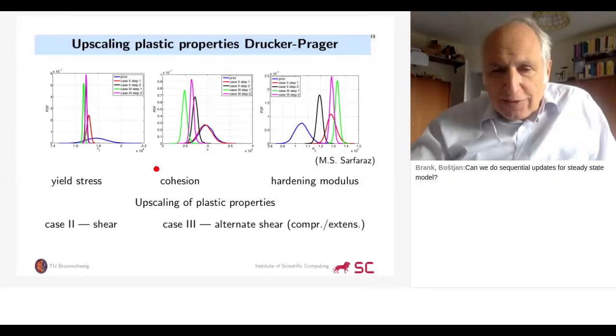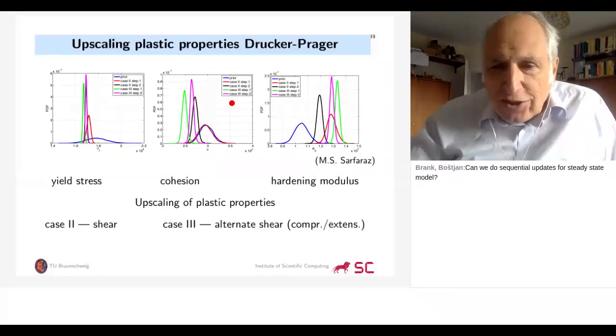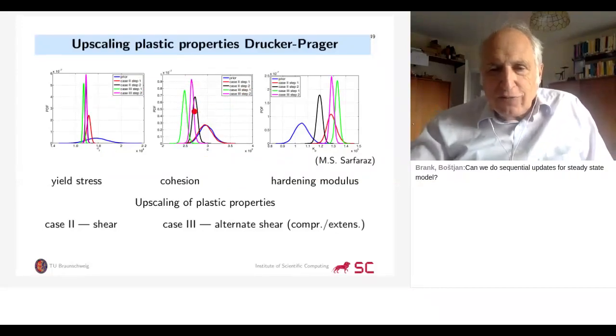Now, this is an update of the plastic properties, the yield stress and things like that. So this is a Drucker-Prager model. So the cohesion, the hardening modulus, whatever, all these get identified. Okay, and you can see after so many loading steps how this still changes and then settles down to the final posterior after several steps. Okay.